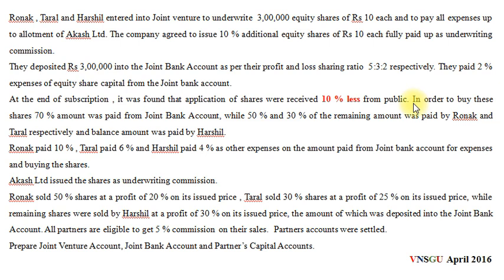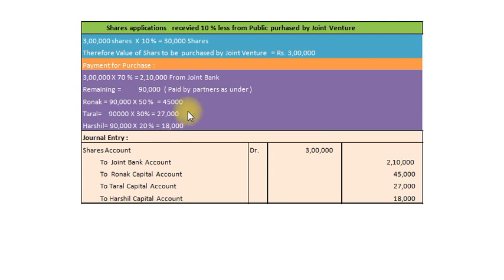Here is the information. In order to buy these shares, 70% amount was paid from joint bank account, while 50% and 30% of the remaining amount, means remaining 30% amount, was paid by Ronak and Taral respectively, and the balance amount was paid by Harshil. So here we need to understand how the 10% shares, that is 30,000 shares, were purchased by the joint venture. Here is the working for 10% shares purchased by joint venture.